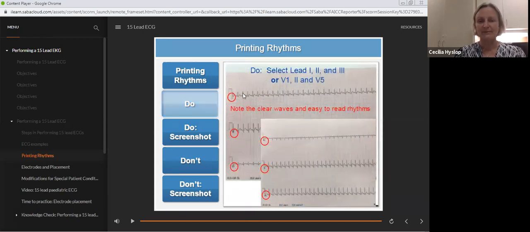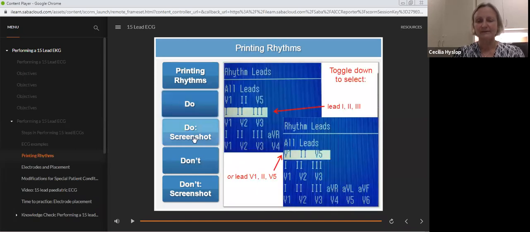So here we see a picture of selecting lead 1, lead 2, lead 3, and we just see 3 clear leads come across the page, or V1, lead 2, and V5. And then we have 3 very clear pictures of that. So that's how you select it. We just toggle down to pick the one that we want, and that may depend upon your cardiologist.